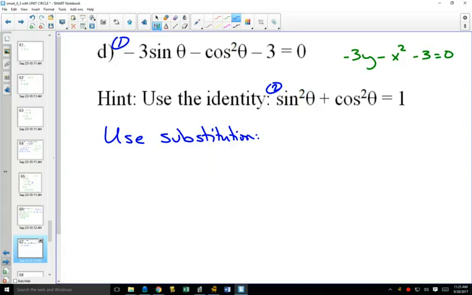From here, can you see that you could get cos squared by itself by subtracting sine squared on both sides? And if you wanted to, you could get sine squared by itself by subtracting.